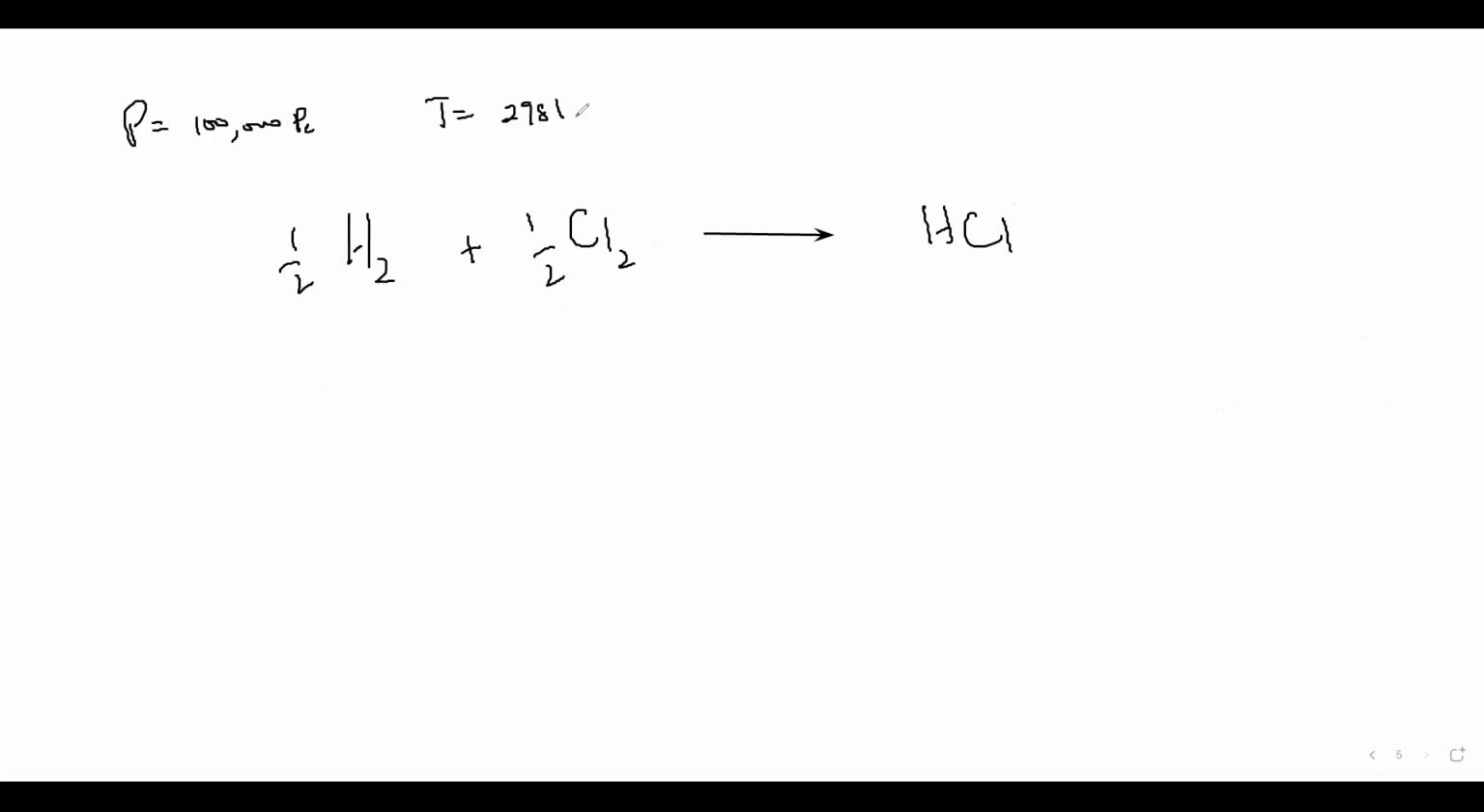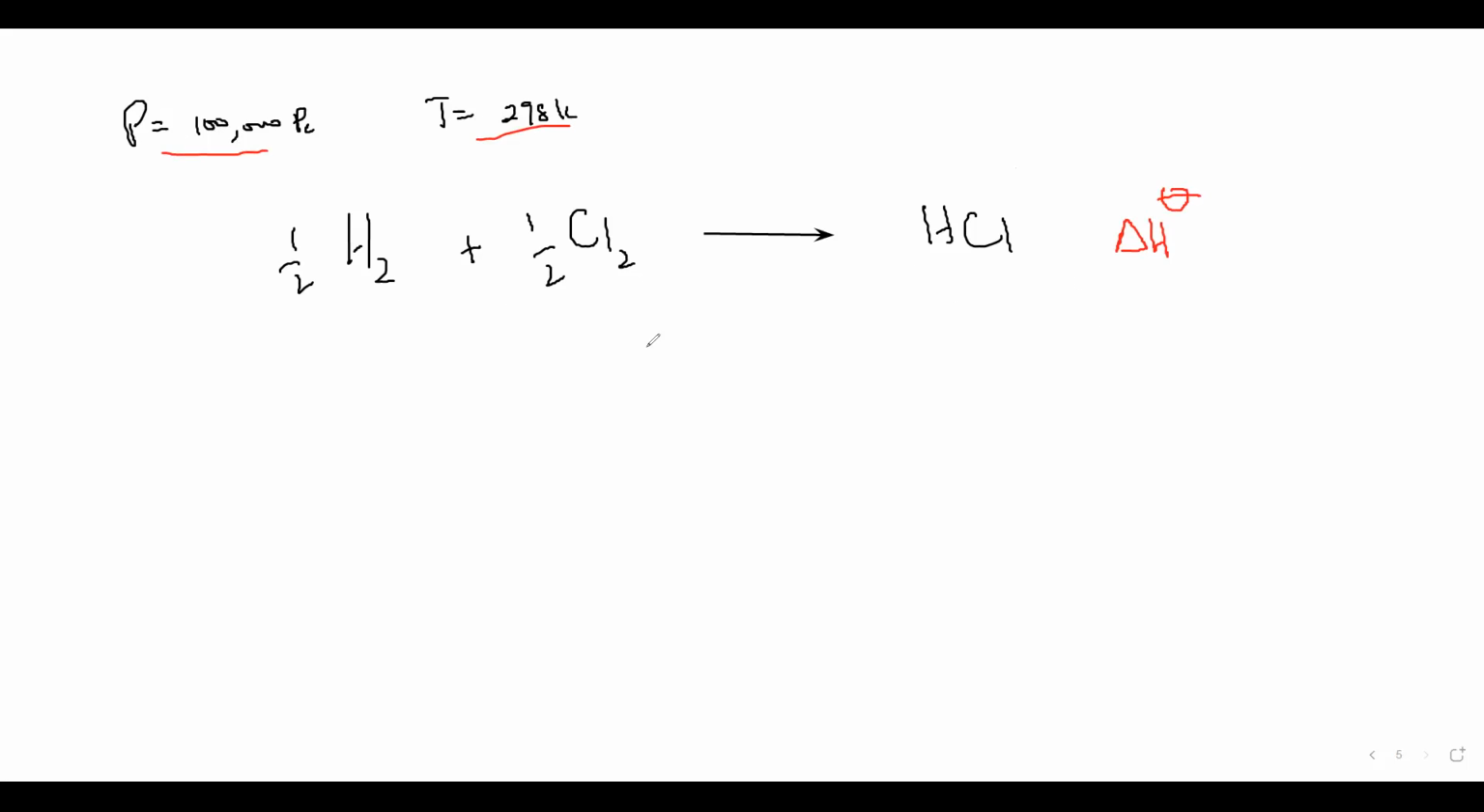Another example, if we have say hydrogen reacted with chlorine to form hydrogen chloride, this is half and gives HCl. And the condition, the pressure was say 100,000 Pascal, and the temperature is 298 Kelvin. So what we call the energy change, enthalpy change, we call that standard. Why standard? Because the conditions are standard.